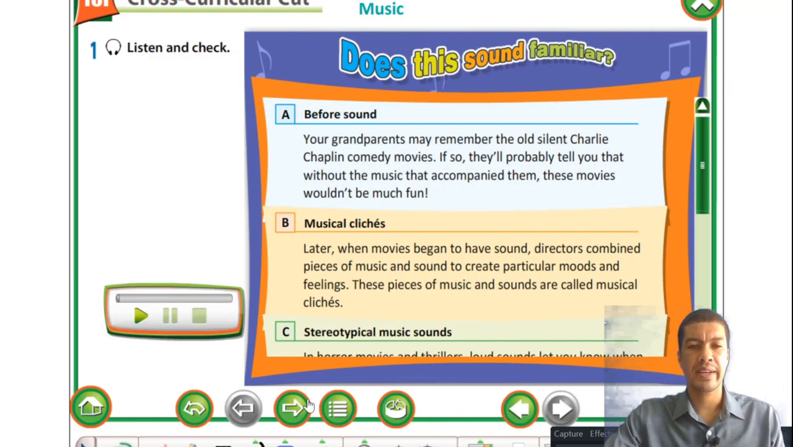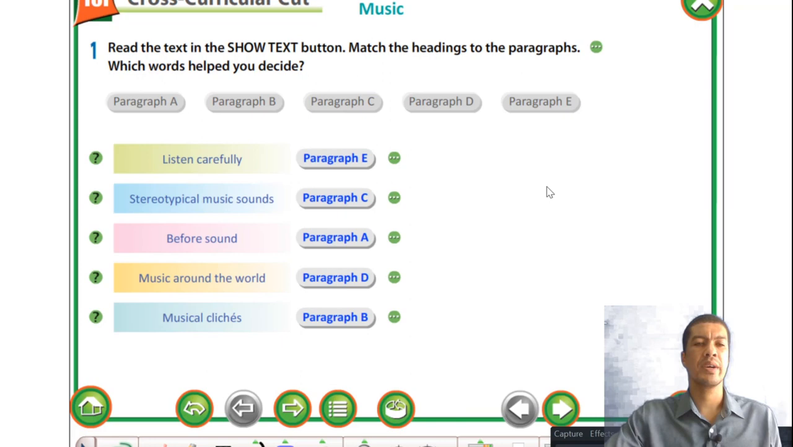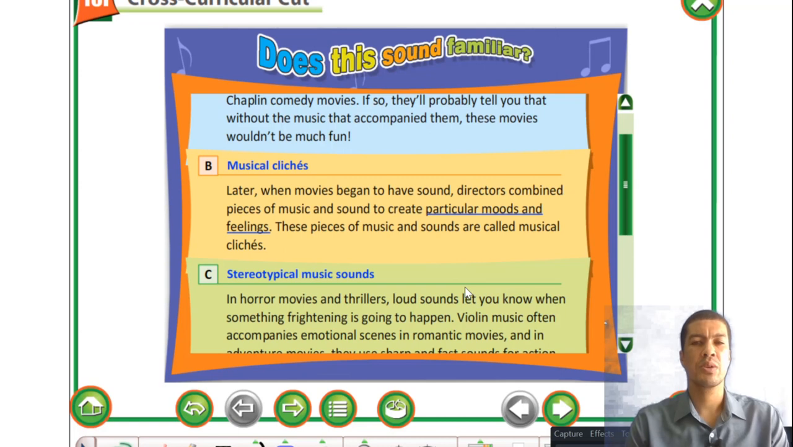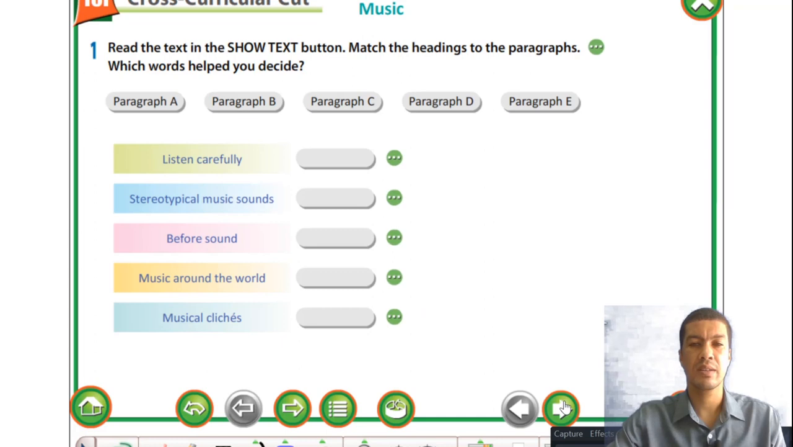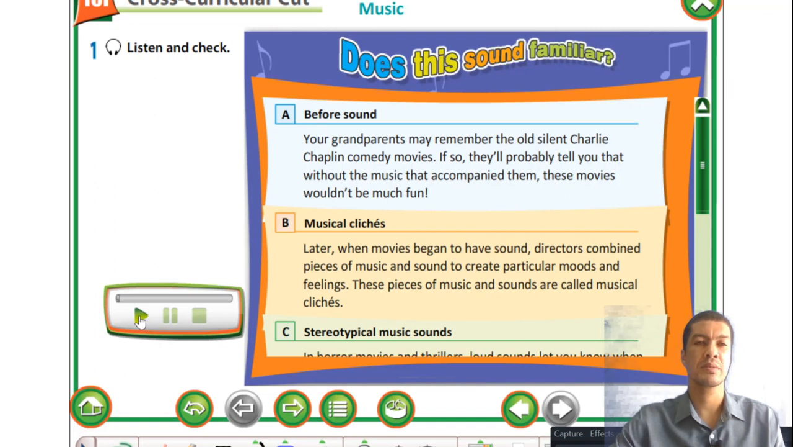Okay, moving on. And musical cliches, all right. If we talk about cliches, we mean particular moods and feelings. That's what we talk about when we delve a little bit into musical cliches. So does this sound familiar? That's the topic that we have for our reading passage. If we go back, I want to play the audio clip so that we can familiarize ourselves with the passage and what we are going to cover at the moment.